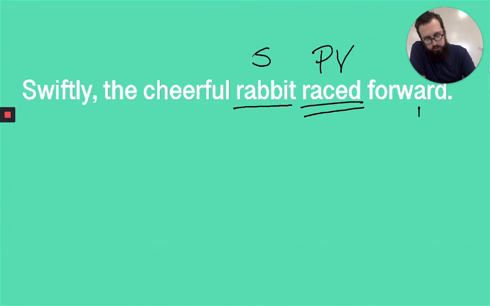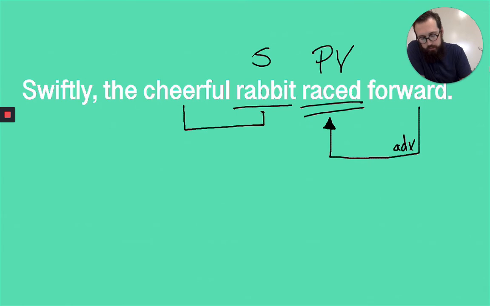Forward tells me what direction or where they raced. So that is an adverb. I'm going to have my bracket and arrow go there. Right. Rabbit, what kind of rabbit? It was a cheerful rabbit. It's telling me what kind it's describing. So that is an adjective.